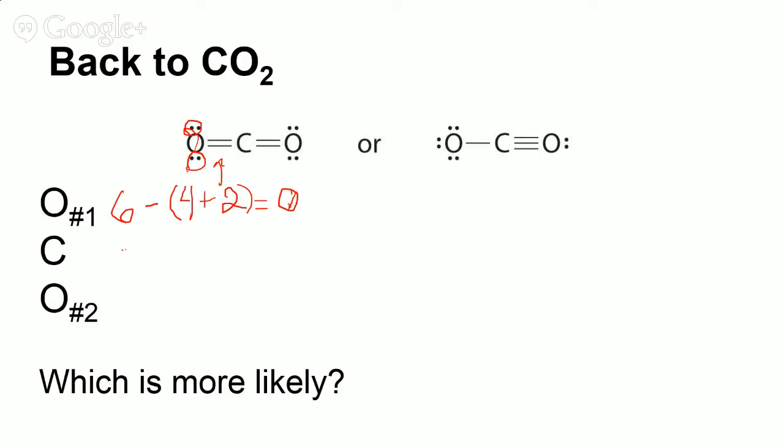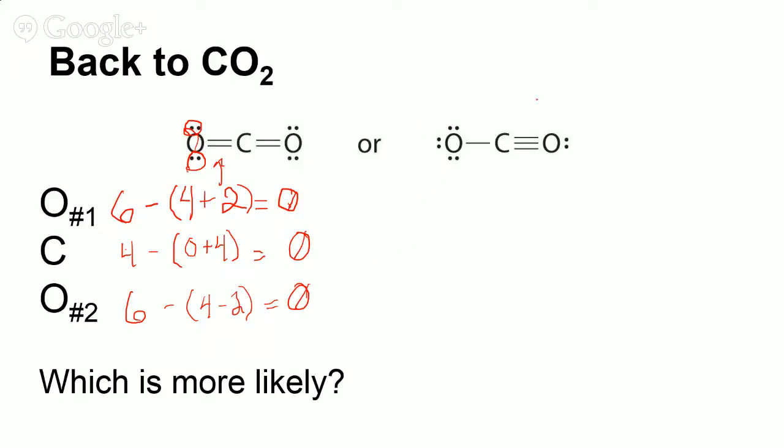So what about the carbon? The carbon here has 4 valence electrons normally, minus no unshared electrons, but it has 4 bonds. So it has 4 electrons to itself. Its formal charge is 0. And if we take a look at the other oxygen, it's going to be the same thing as the first one. It's got 4 unshared electrons and 2 bonds, so it'll give you a formal charge of 0.